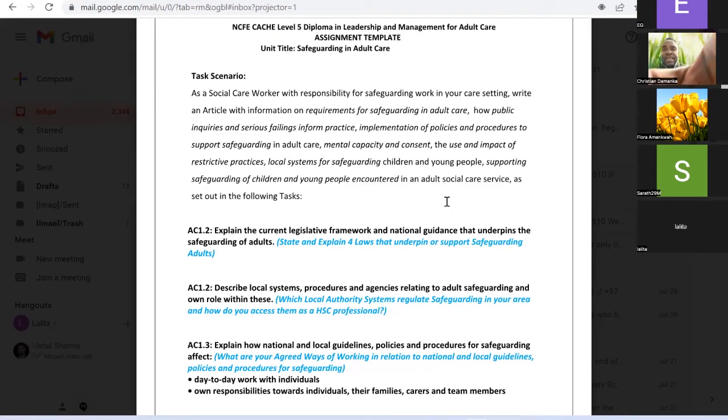And then the second one is your own responsibility towards individuals, families, carers, and team members. I have to make sure that I safeguard the interest of all service users in relation to the policy. You always have to refer to the policy and the procedure to make sure they are all safe. For those before Richard and Flora joined, we watched a video on safeguarding, Winterbourne View. We're going to refer to that later on as we go ahead.